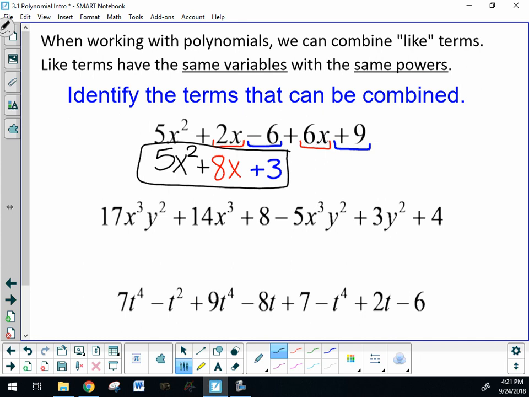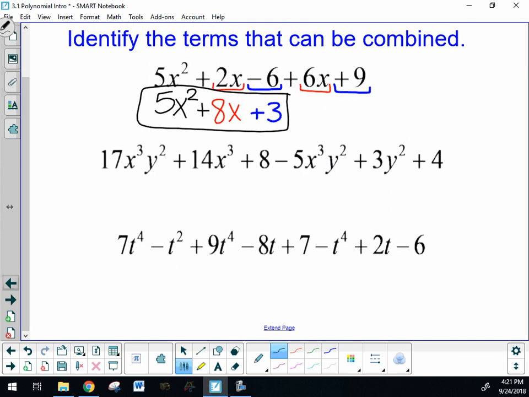So which of these terms are alike? They have to have the same variables with the same powers. So the 17x to the 3rd y squared can combine with other x to the 3rd y squareds. So these are the 2 that you could combine to start. So that would be 12x to the 3rd y squared.